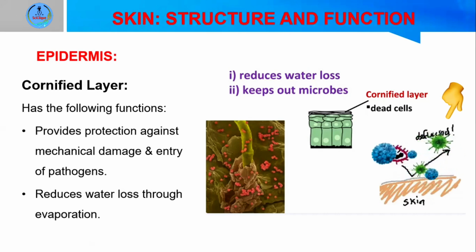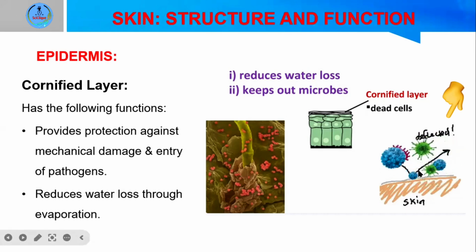In case you're wondering what these are, these are pathogens, okay? Essentially what is happening is that they're hitting the barrier of the skin and coming away empty-handed. They cannot penetrate because we have the cornified layer, and it acts as a barrier preventing the entry of pathogens.